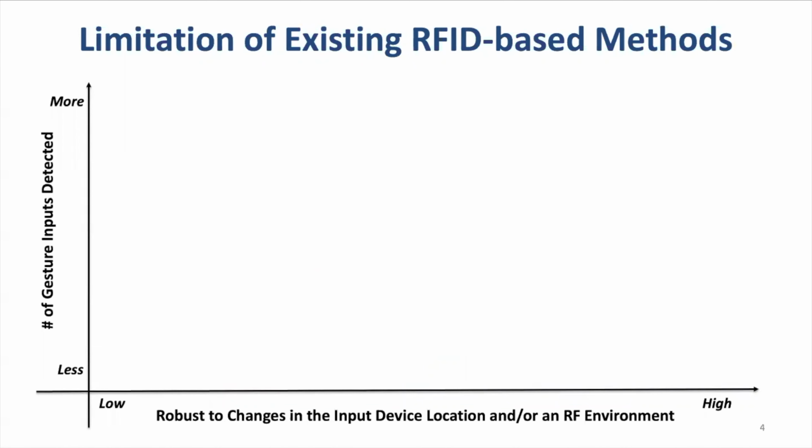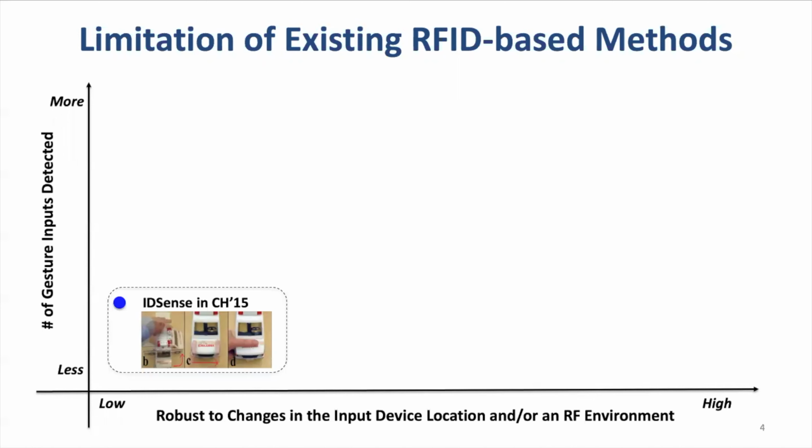Although a lot of RFID-based UI systems have been proposed, they are not ready for practical applications. I will use this figure to summarize their limitations. In this figure, the x-axis is the robustness of a system to changes of the input device location, and the y-axis shows the number of input gestures a system can detect. IDSense is an early RFID-based UI system. By training on RSS values, it can detect a limited 5 inputs.